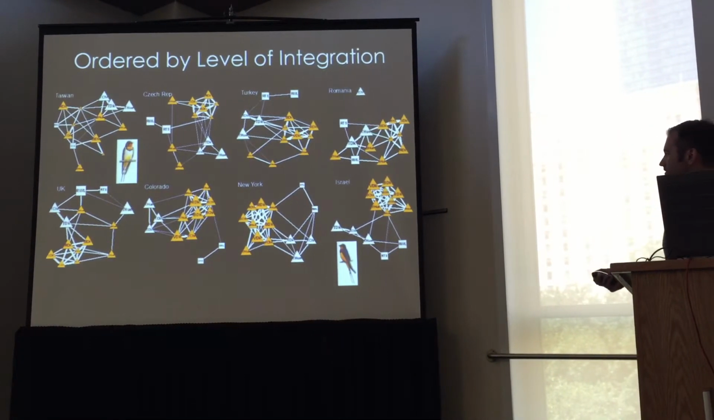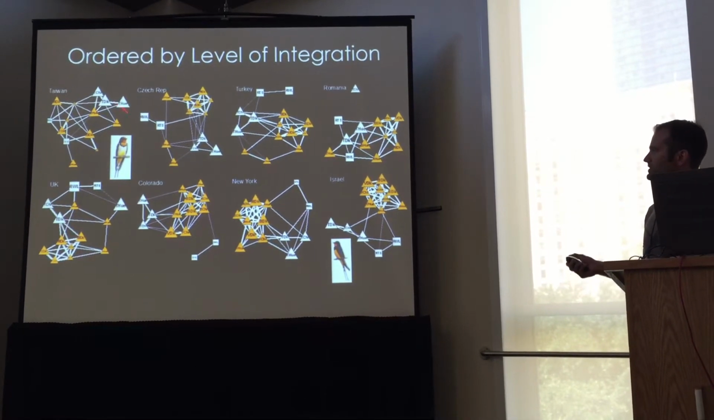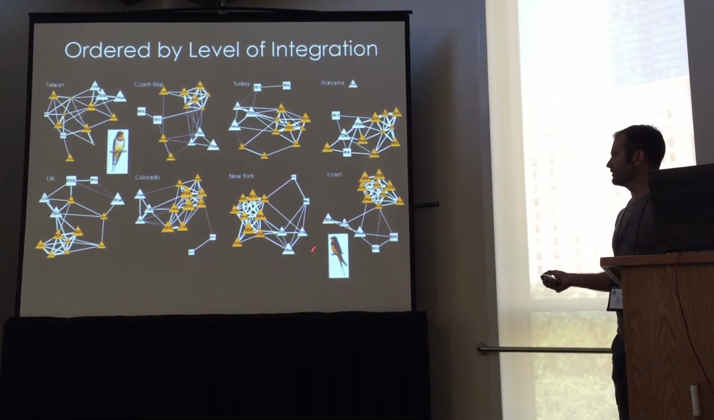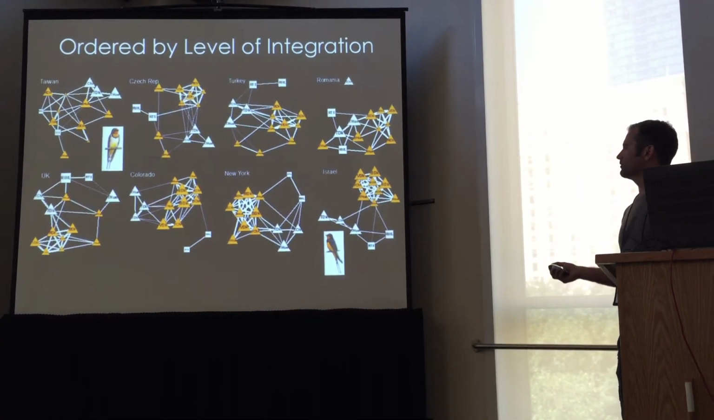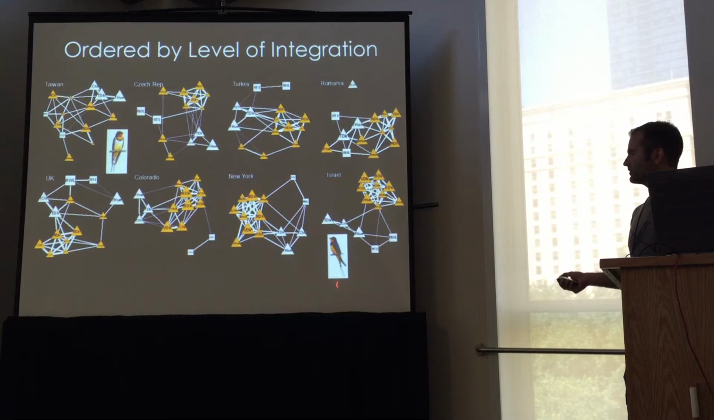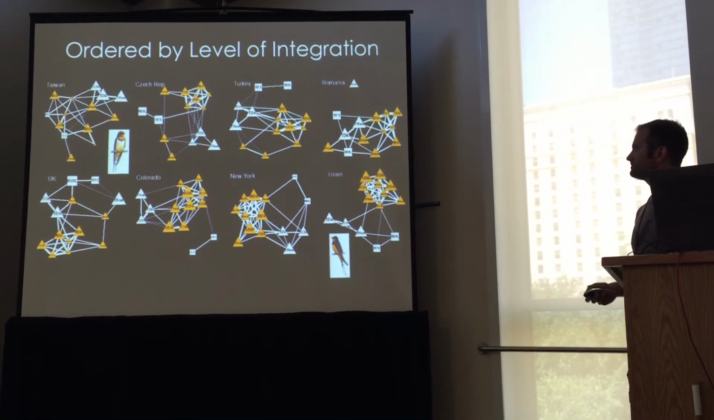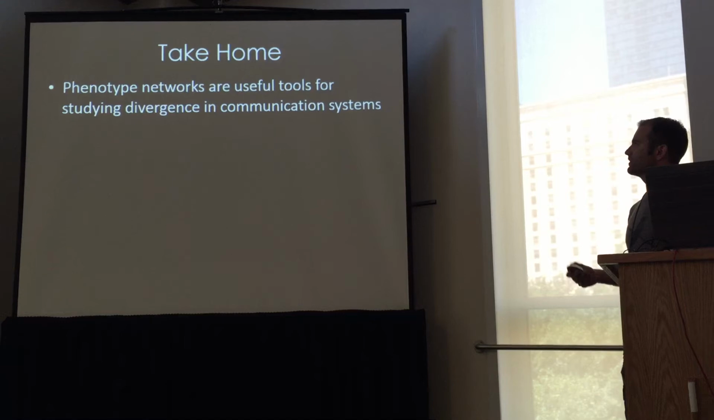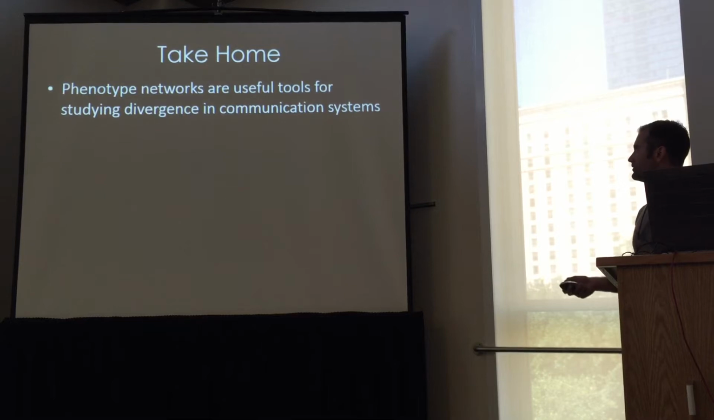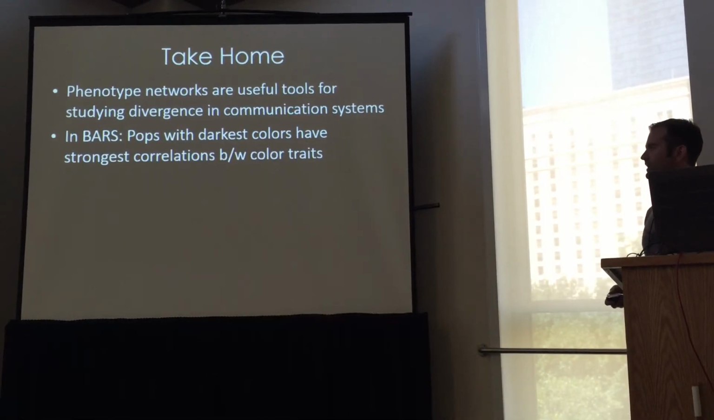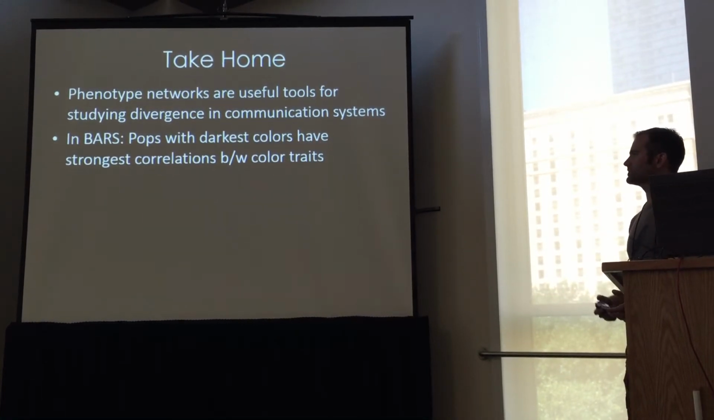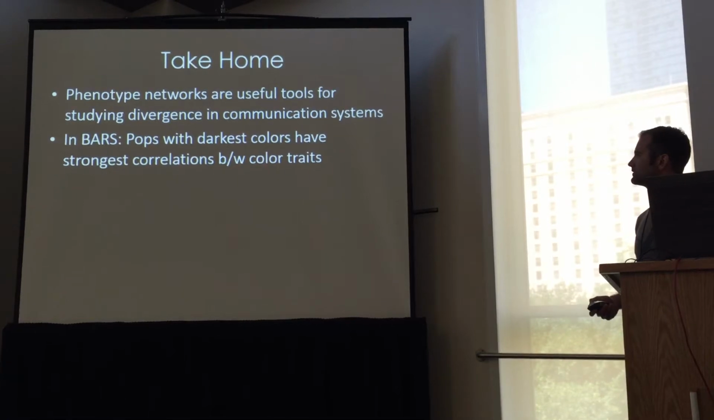What's apparent from these pictures and from looking at the birds themselves is that these are really dark and these are really light. But what wasn't apparent is that all of the traits here are also much more strongly correlated in this population. So the take-homes are that phenotype networks are useful for studying divergence in communication systems, and beyond communication systems, to answer general questions about how selection affects correlation structure. And in barn swallows, populations with the darkest colors have the strongest correlations between color traits.